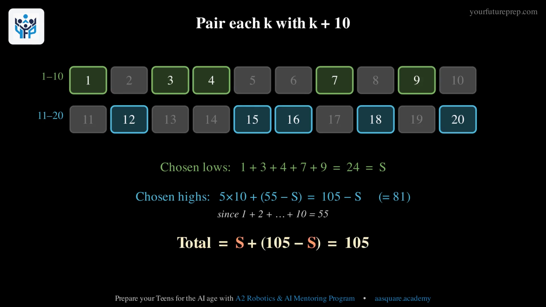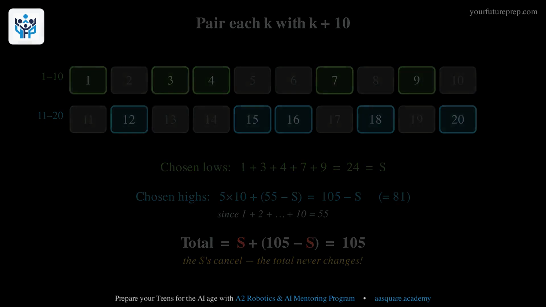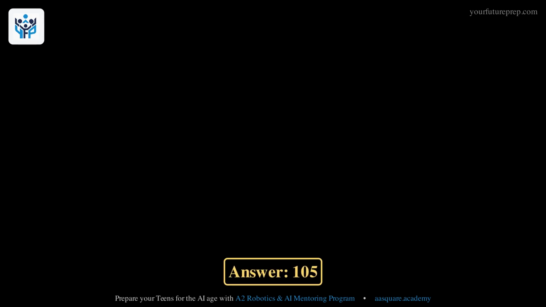Now the total. S plus 105 minus S. The S cancels, leaving 105. No matter which numbers we picked, the sum of the 10 chosen numbers is always 105.